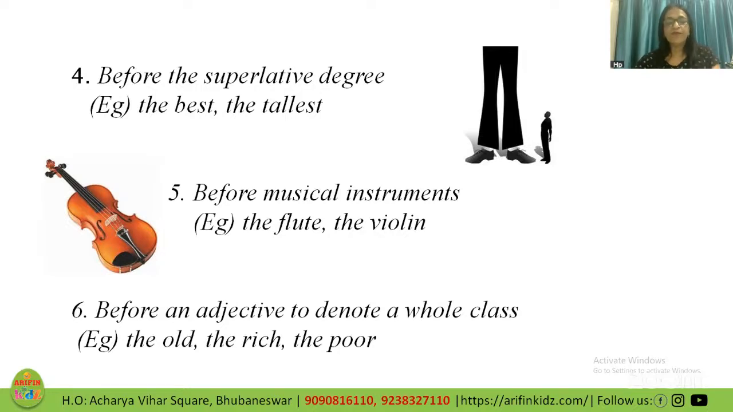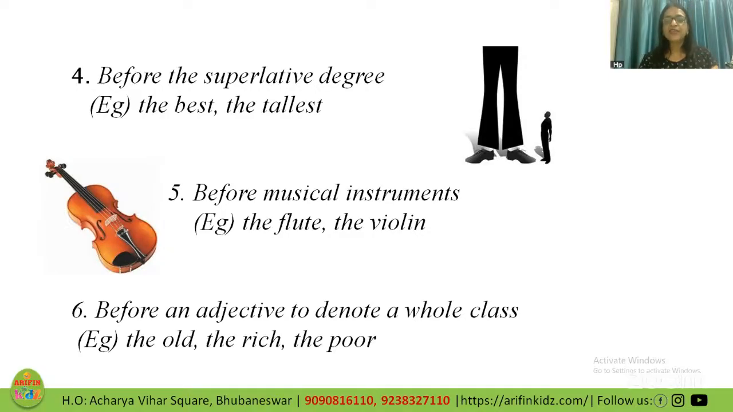Next, number 5. Before musical instruments, you know that so many musical instruments are there, like piano, casio, flute, violin, harmonium. Before all musical instruments, we use the. Then come to 6.